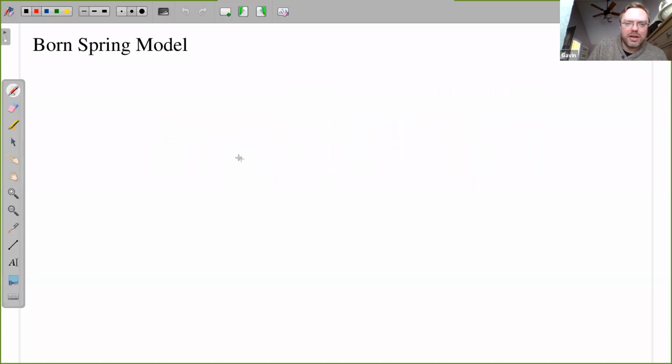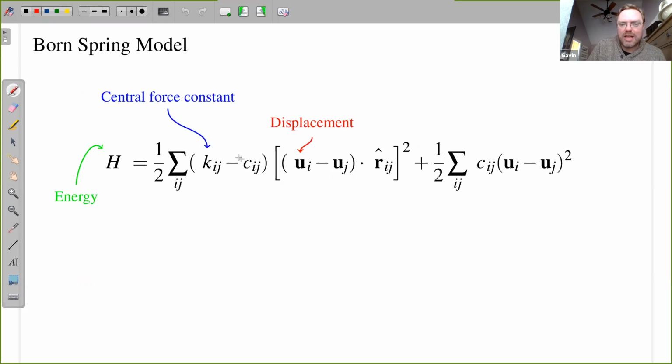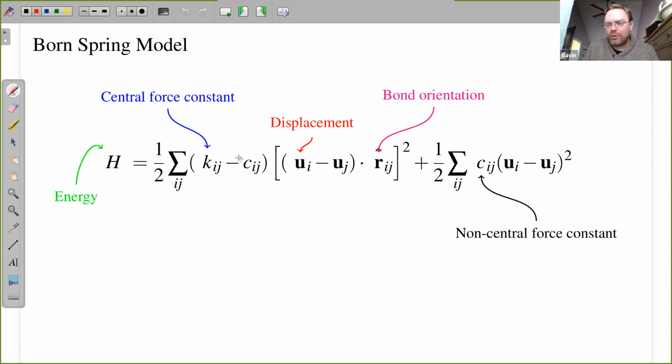In terms of the next level, maybe a sideways jump actually, is the Born spring model. And the Born spring model, again, has the energy that relies upon this central force constant, and it has the same term with displacement and the bond orientation, but it has an extra term, and this term is the non-central force constant. And basically what this means is you have a spring, and then any deformations perpendicular to that spring are penalized, if you like.